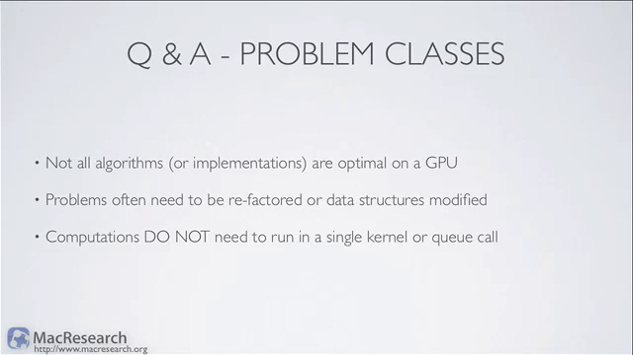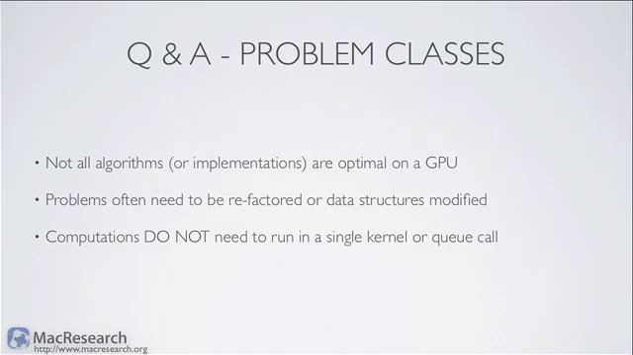Now, the last and most important thing is that you might think, well, I'm doing a very complex kind of calculation that involves several steps, or where I might have to loop and do a lot of different iterations. How would that work? The important thing to keep in mind is that computations do not need to be run in a single kernel or queue call. So you can break these things up into multiple kernels or multiple queue calls, and it'll work. You'll take a little bit of a performance hit between queue calls, but it's not a huge amount, especially if you have a problem that is very computationally intensive. So you have to do a little bit of trial and error, but you can certainly get this working.